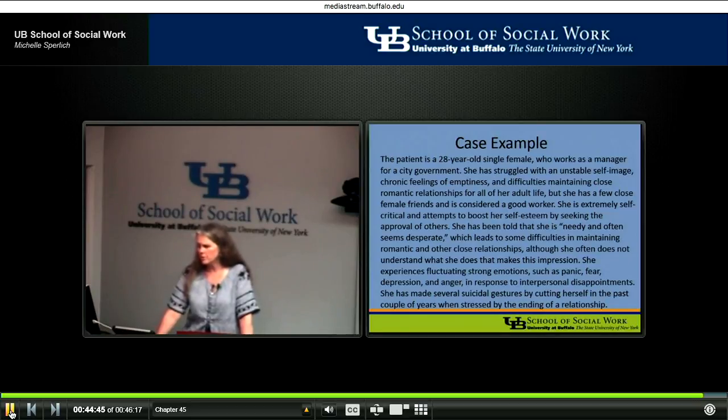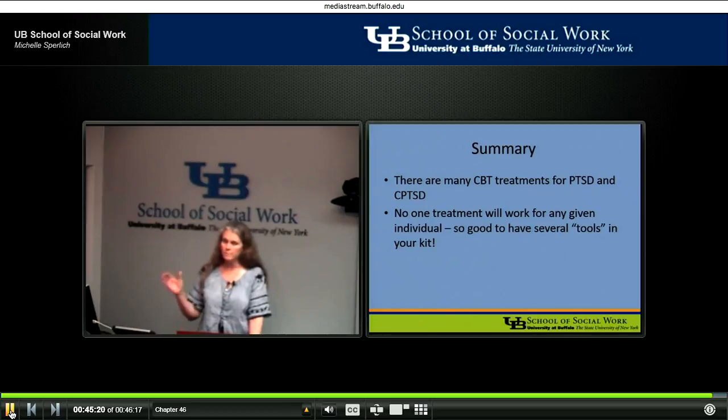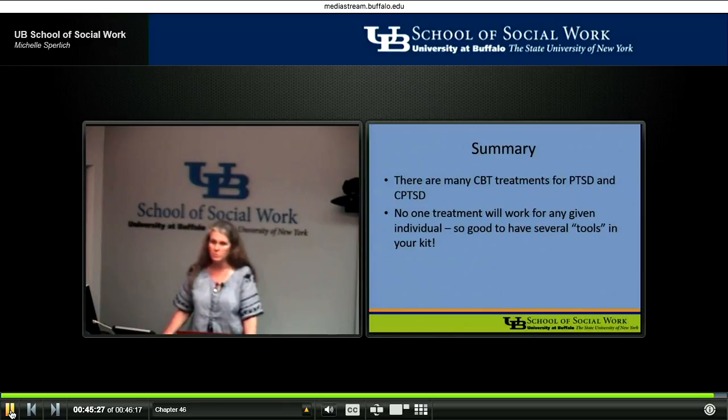She experiences fluctuating strong emotions such as panic, fear, depression, and anger in response to interpersonal disappointments. She has made several suicidal gestures by cutting herself in the past couple of years when stressed by the ending of a relationship. So that's just a clinical picture of someone that perhaps meets the BPD diagnosis, but I think you can also see the crossover there in terms of maybe some bit of dissociation, the somatization, chronic PTSD. I think there is a lot of crossover. But we need to be aware of this diagnosis when we're talking about working with survivors of childhood sexual abuse or sexual abuse in general, because there is going to be a lot of crossover.